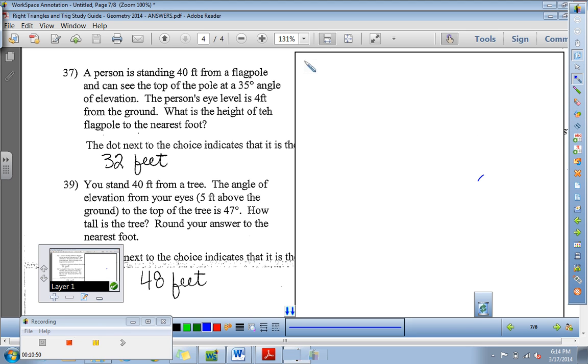Okay, number 37. A person is standing 40 feet from a flagpole. So here's the flagpole, and they are standing 40 feet away from it, and can see the top of the pole at a 35-degree angle. The person's eye level is 4 feet from the ground.